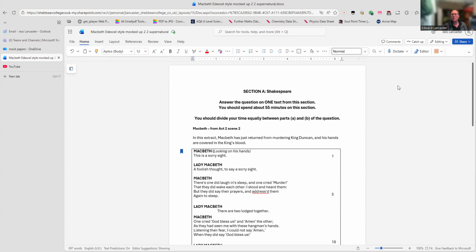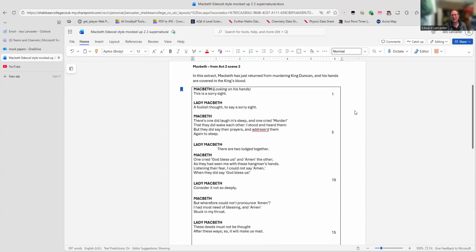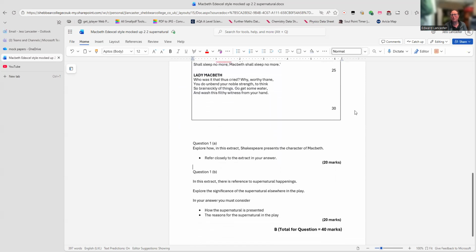First thing you're going to do then, scroll to the end, having had a very quick look here. This is from Macbeth, Act 2, Scene 2. In this extract, Macbeth has just returned from murdering King Duncan and his hands are covered in the king's blood. We're now going to scroll to the very end and check out what the focus of the section A and the section B question are for this one.